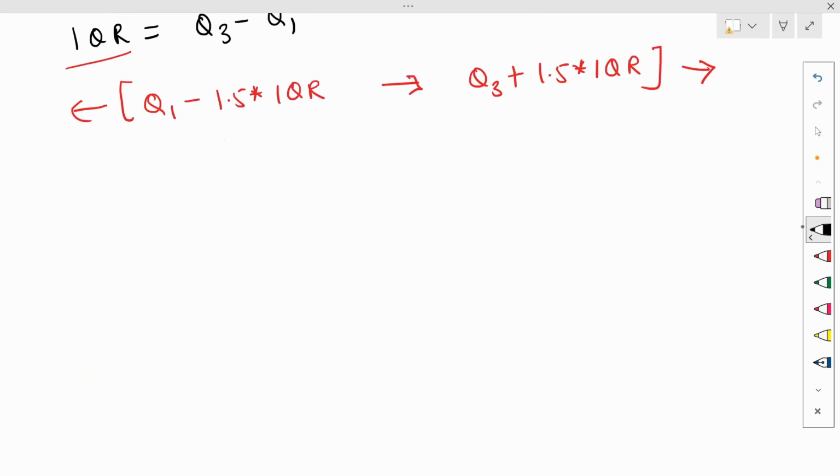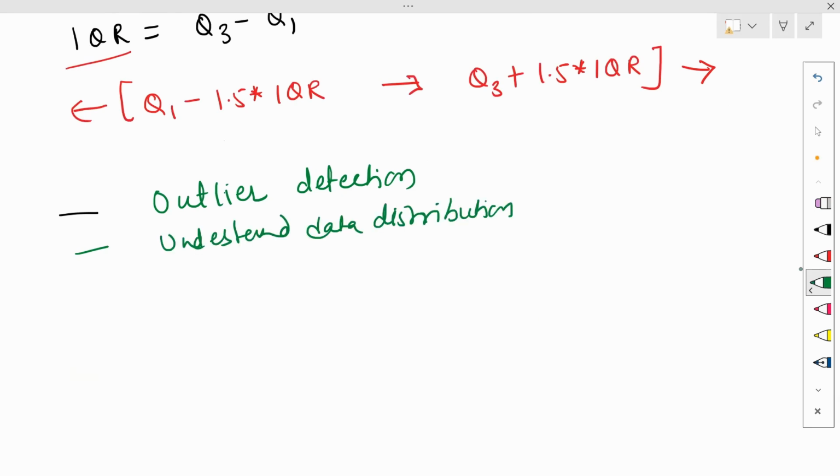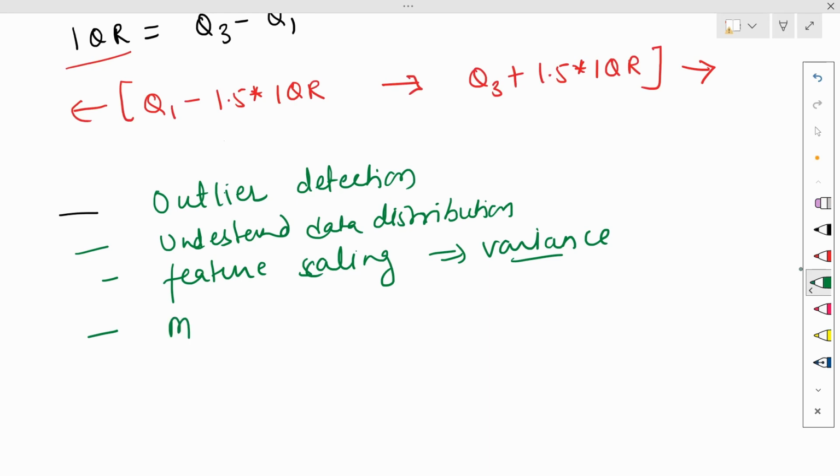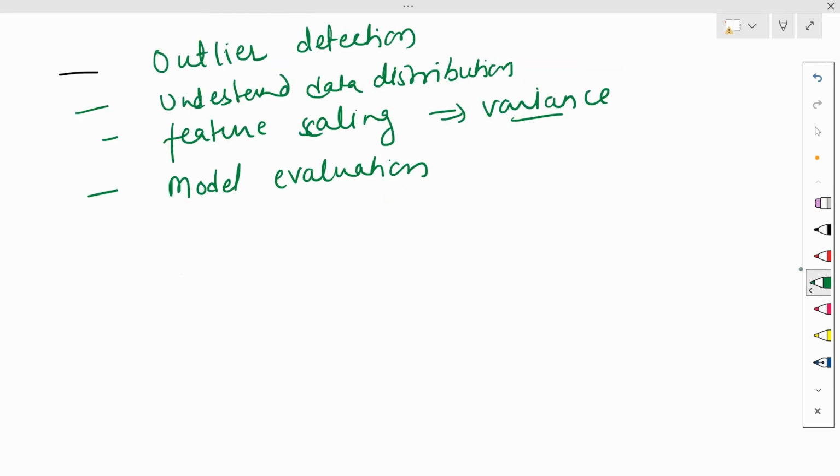Let's see where all these can be used. As we discussed, this can be used for outlier detection. Then, to understand the data distribution and for feature scaling, variance is generally used to scale the features, and for model evaluation also. This is all about this video.